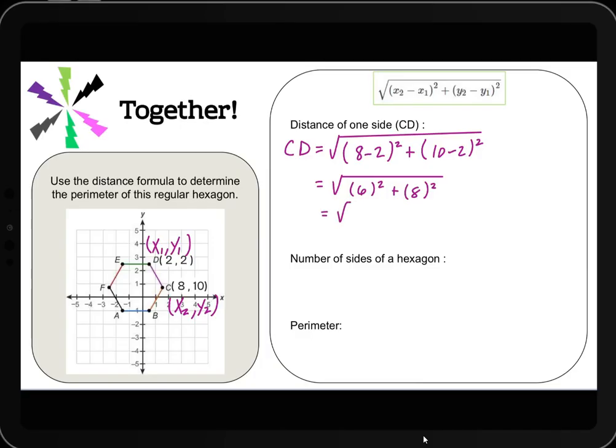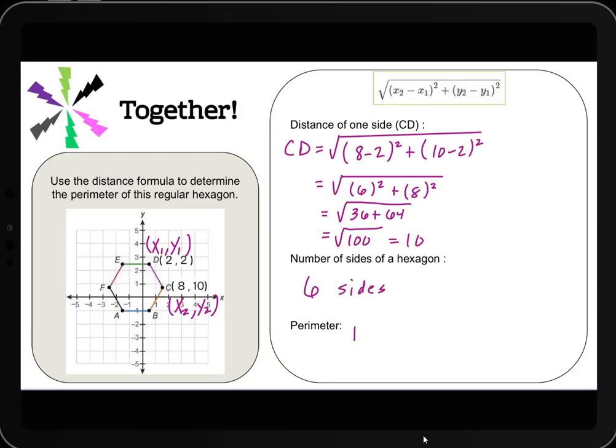We simplify that. The 6 squared is 36. 8 squared is 64. So we're left with the square root of 100, which is just equal to 10. So the length of one side of the hexagon is 10. We know that there are 6 total sides.